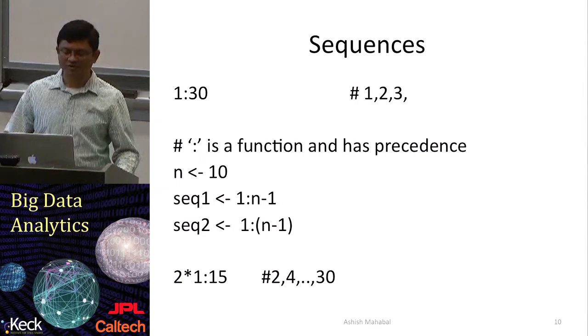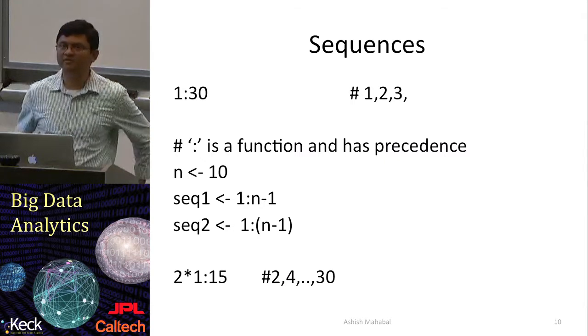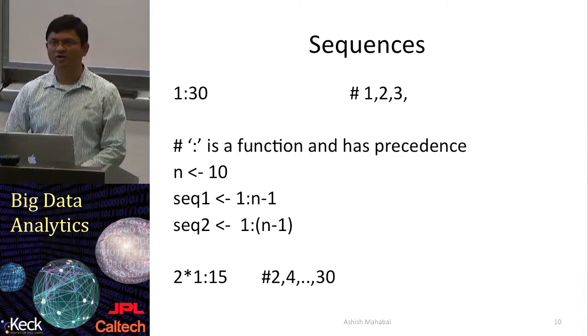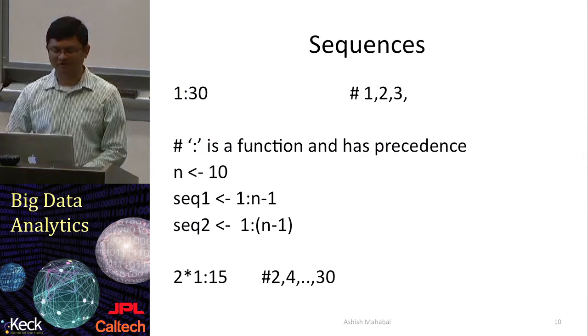So if you do something like assign 10 to n, and then say that I want sequence 1 going from 1 to n minus 1 using the colon function, then the colon is going to bind. So you are going to get 1:n first, and then 1 will be subtracted from each of them. So if you want to do something slightly different, you may want to enclose n minus 1 in a bracket. Similarly, 2 star 1:15 is going to give you 2, 4, and all multiples of 2 up to 30.